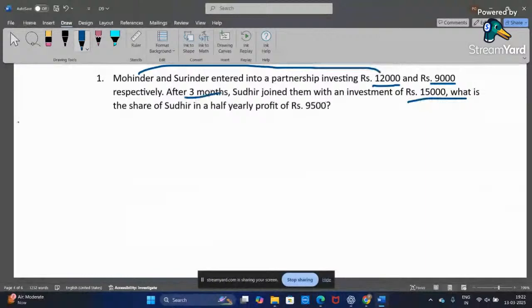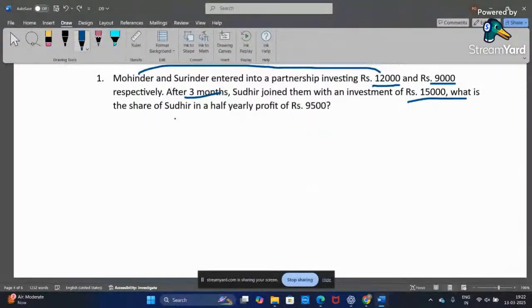What is the share of Sudhir in a half year profit of rupees 9,500? Here, half year profit is 9,500. In this, we need to find the share of Sudhir. Right.